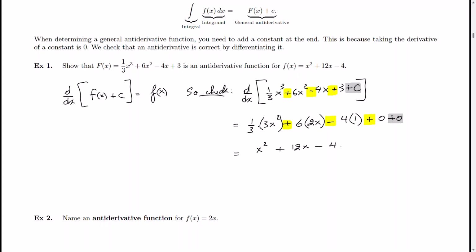So as you can see, this is the answer we got, and this matches with the little function f of x that was given to us. So this is in fact equal to the little f of x, so we can say yes, the person who found this and is claiming that this big function f of x is the antiderivative of the little function f of x is correct. They are in fact correct in their claim.